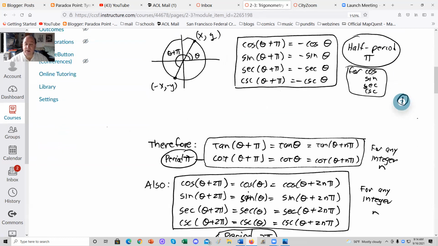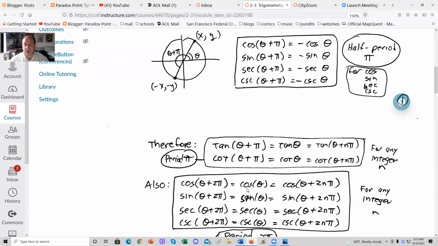And because tangent and cotangent are ratios of cosine and sine, the negatives cancel out, and therefore tangent of theta plus pi equals tan theta, and cotangent of theta plus pi equals cotangent theta. So tangent and cotangent have period pi. If you add any integer multiple of pi to the angle, you get back the same tangent and the same cotangent. That's not quite true with cosine and sine, but if you add 2 pi, then it negates twice and you get back to cosine theta.